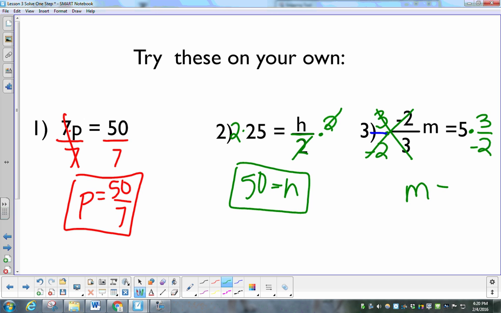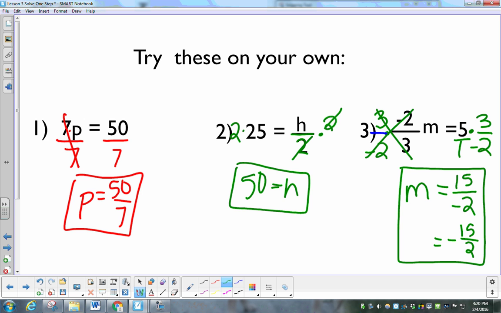So I'm left with m equals, here a 5 is like 5 over 1. So I have 5 times 3 on top, which is 15. 1 times negative 2 is negative 2 on bottom. You could also write this as a negative on the outside and then 15/2. It doesn't matter where you put the negative in a fraction. All right, so either one of those is okay for that one.